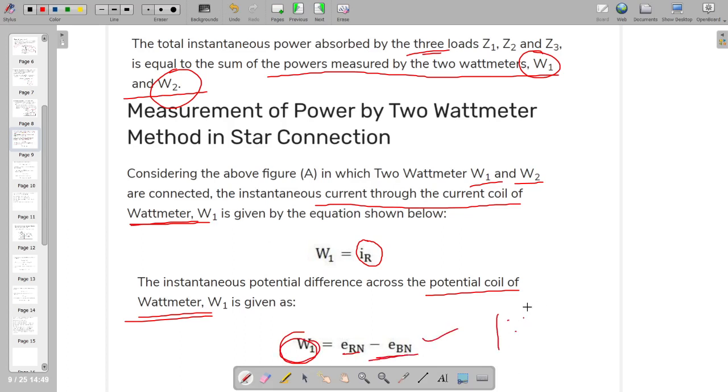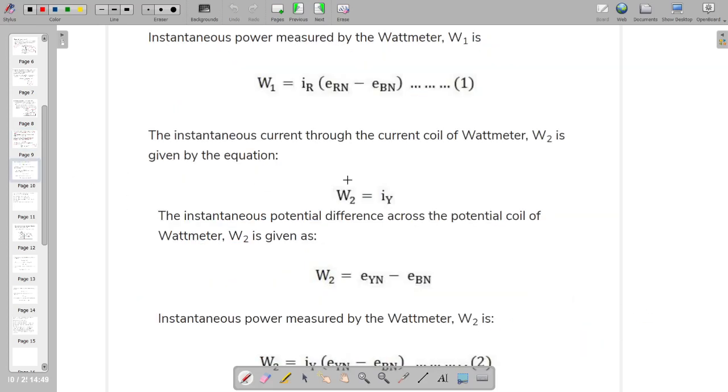Since the potential coil of the wattmeter is connected between R phase and B phase, the instantaneous power consumed by the first wattmeter follows from the power definition, P is equal to V into I. Here we are considering instantaneous power, so the current through the current coil and the voltage across the potential coil of the wattmeter.